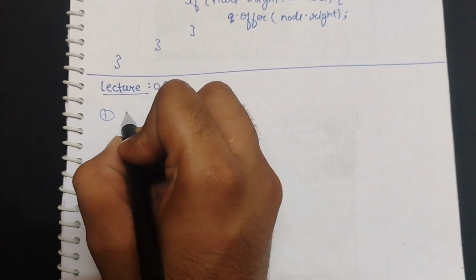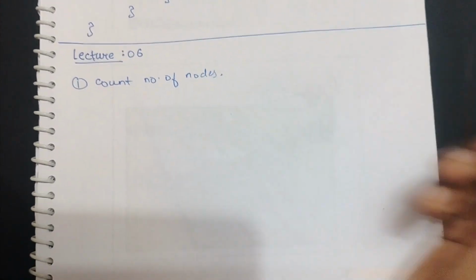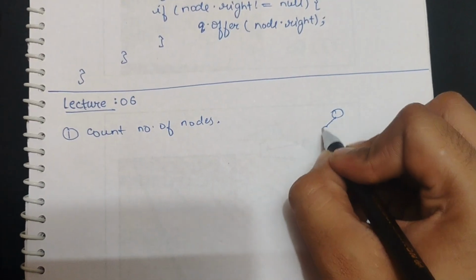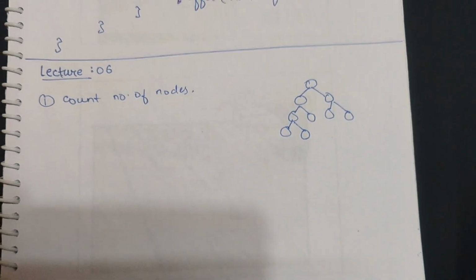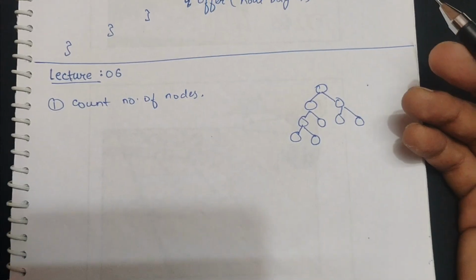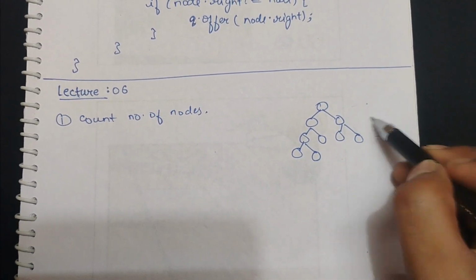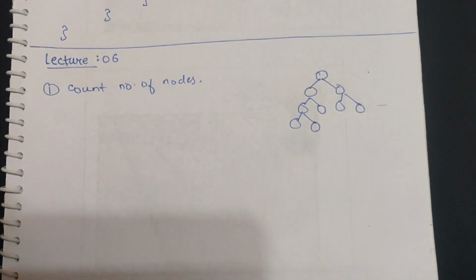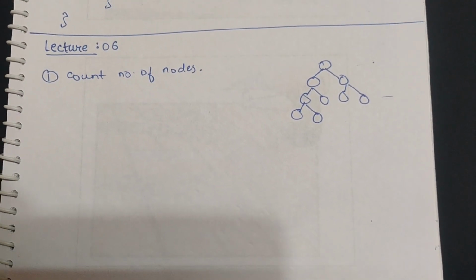So first we'll start with counting the number of nodes in a tree. It is simple. For example, if I make a tree like this, we can run any traversal that we have studied before, and simply by visiting each node once we will get the count of the number of nodes in the tree. You may try it once by pausing this video, using any of the 4 traversals which I told just now.